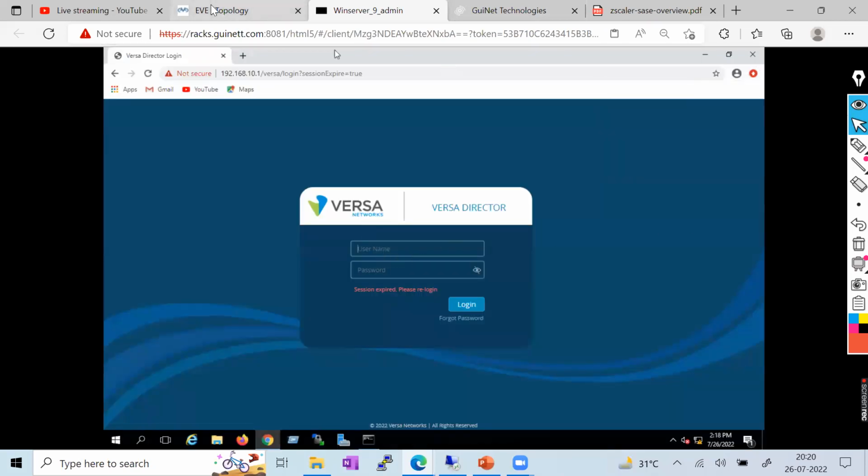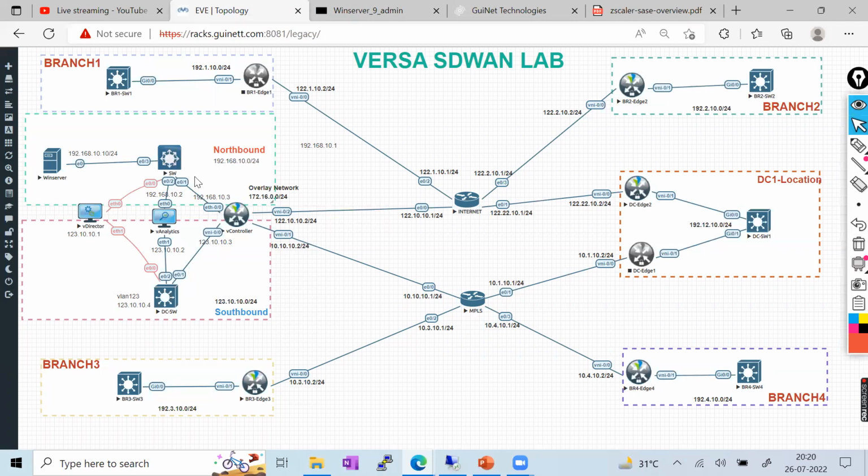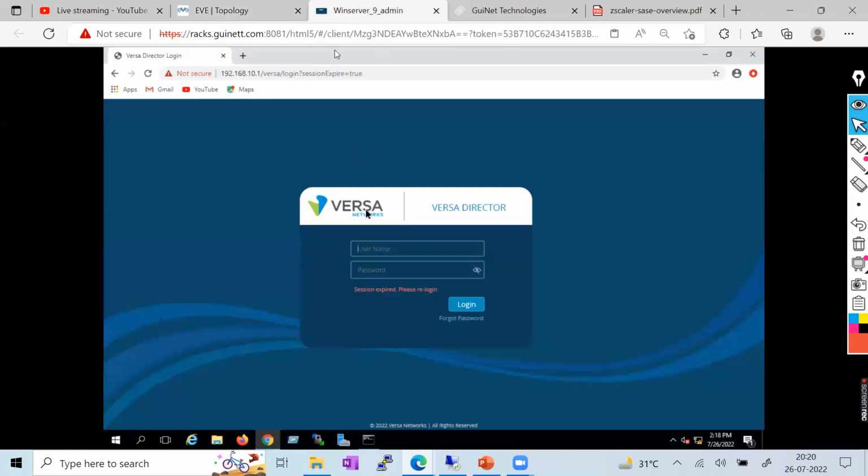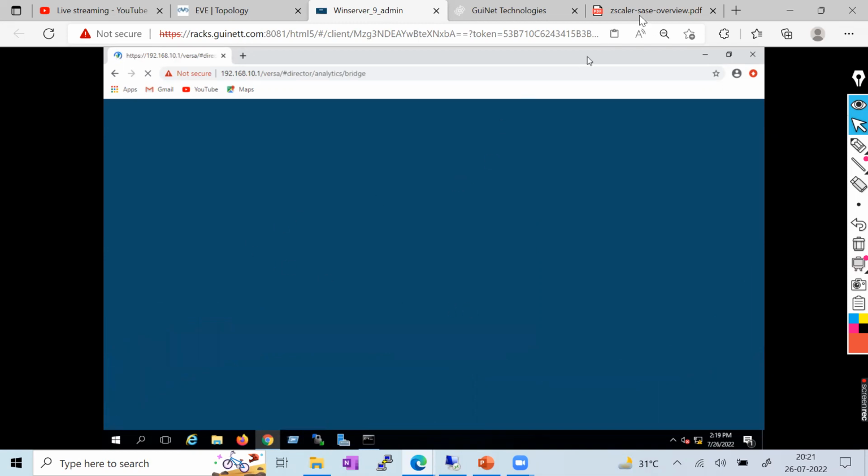Yeah, so you can see this is a Versa SD-WAN lab, right? These are the branch sites, different location branch sites we have: branch 1, branch 2, branch 3, and branch 4. And we have a DC location, and these are the controller locations. So this is Versa. Let me log into the Versa controller as administrator, so you can see how the inside of the Versa controller looks. So it is logged in, right?